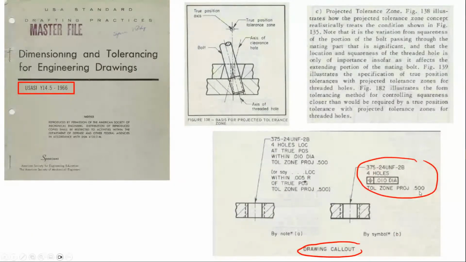But here's the basis of the projected tolerance zone. Look how this tilted and causes problems. And they have a write-up of why it has to be put in there. And then they actually said, here's what the drawing call-out should be: .375-24, 4 holes, position .010 diameter, projected tolerance zone .500. Not only did they know about the problem, they have a solution documented that we still use today.